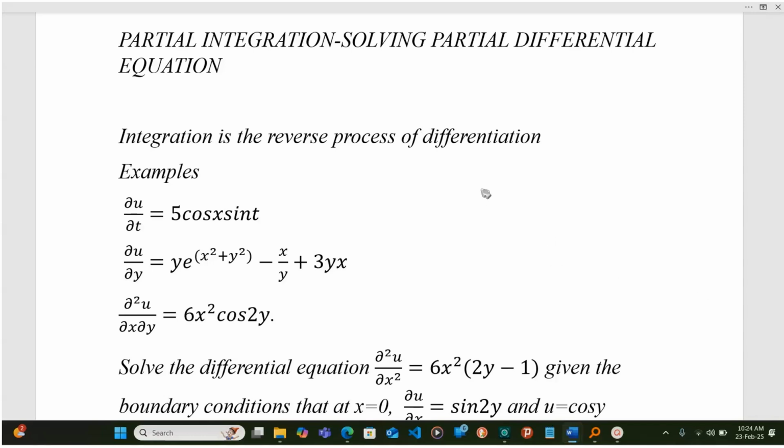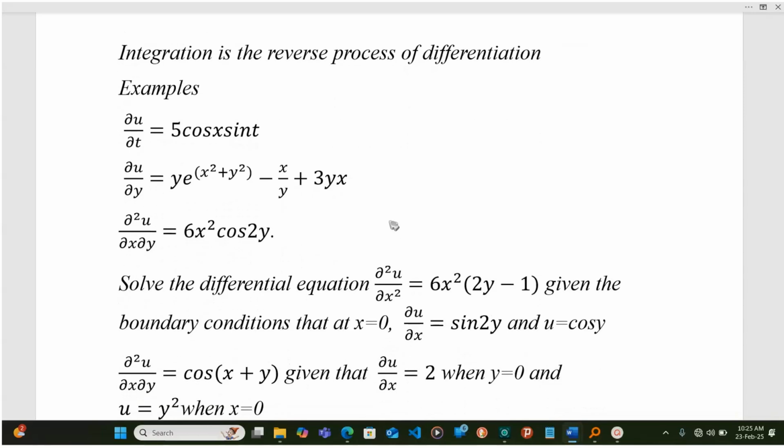We'll be tackling a very rare type of integration, that is partial integration. This is a method we use to solve some kind of simple partial differential equations. Now, we have to remember that integration is the reverse of differentiation. This should stick at the back of our mind while we are dealing with this kind of integration tonight.